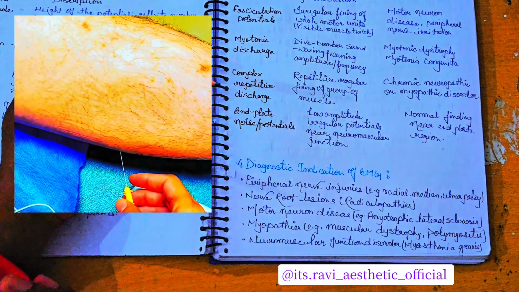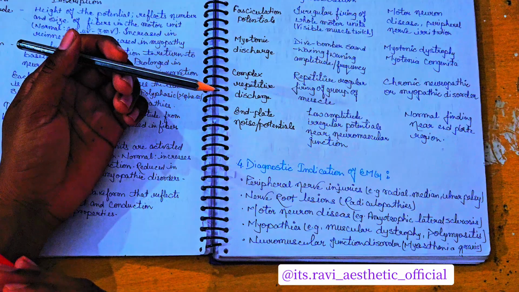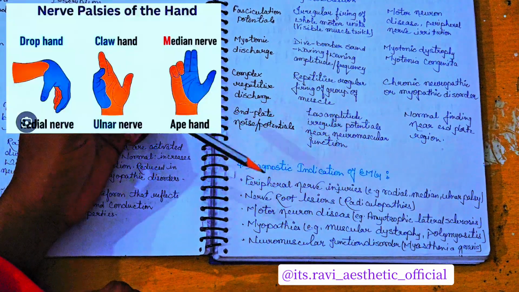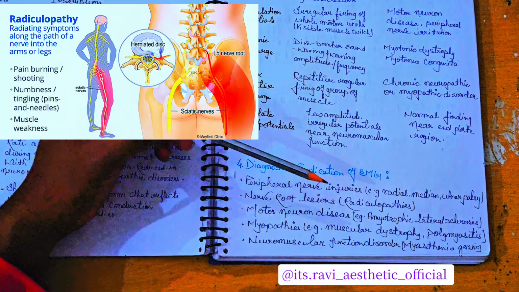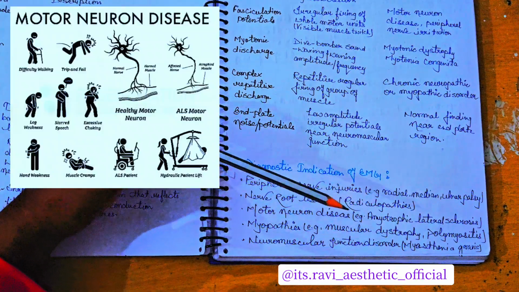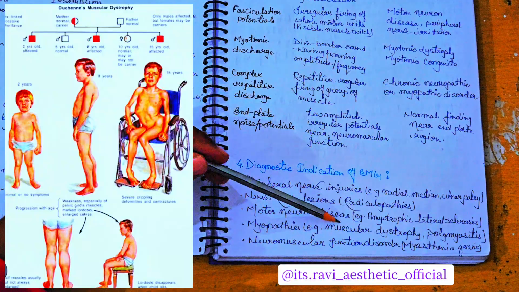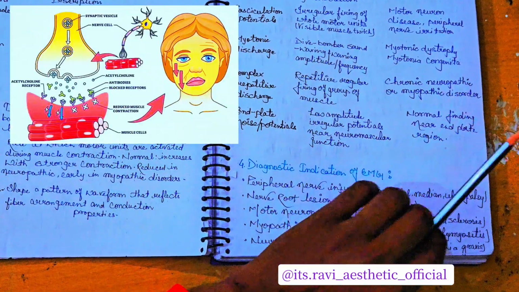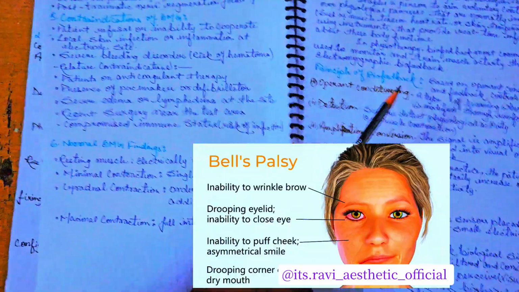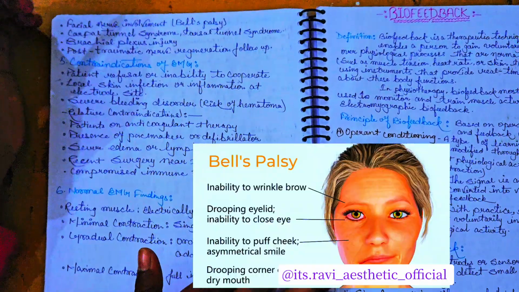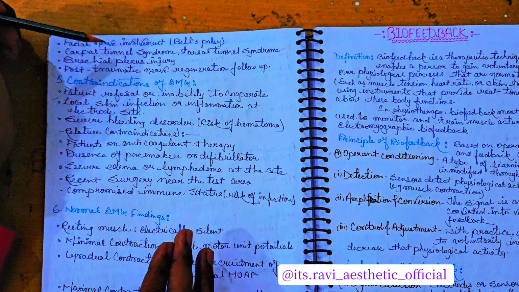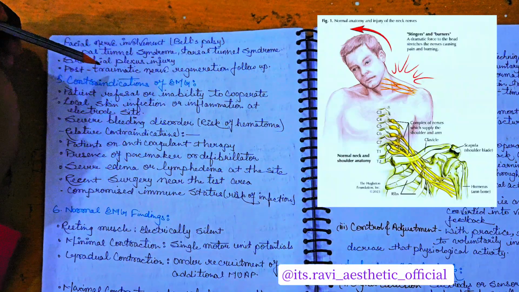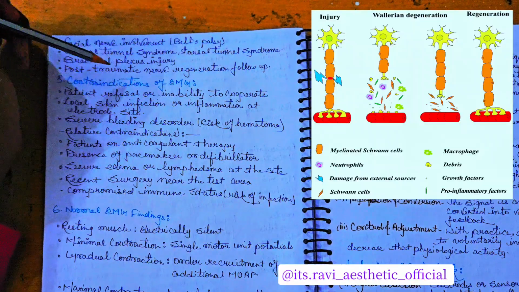So what are the indications? Where can we use the EMG machine? Peripheral nerve injury like radial, median or ulnar palsy; nerve root lesions like radiculopathies; motor neuron disease like amyotrophic lateral sclerosis; myopathies like muscular dystrophies and polymyositis; neuromuscular junction disorders like myasthenia gravis. So this is the EMG. Also facial nerve involvement like Bell's palsy, carpal tunnel syndrome or tarsal tunnel syndrome, brachial plexus injuries, and post-traumatic nerve regeneration follow-up.